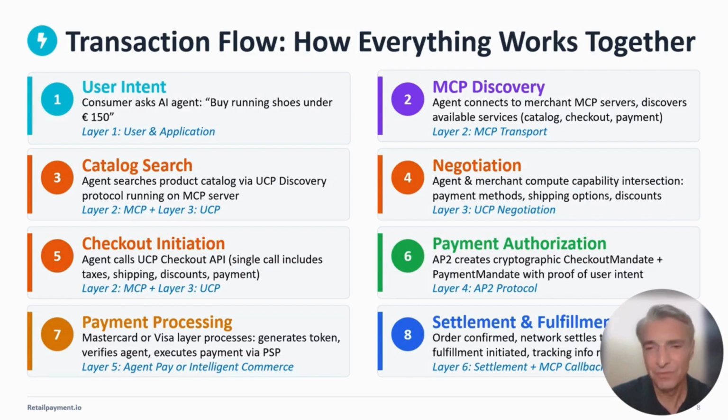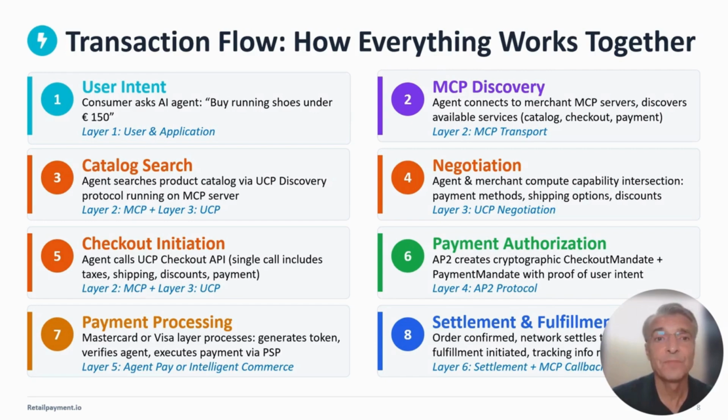And then we are at layer 2, the MCP discovery level. The agent connects to the merchant's MCP server, and I'll talk you through the MCP server and why it's so important in a separate slide further down below, and discovers what kind of services are available.